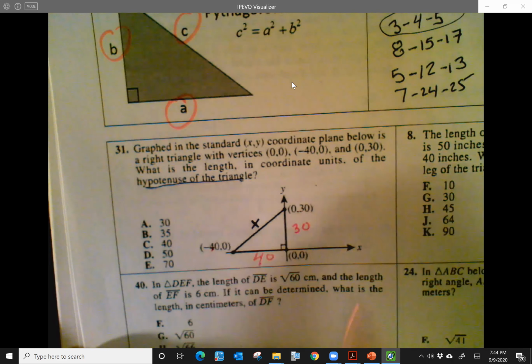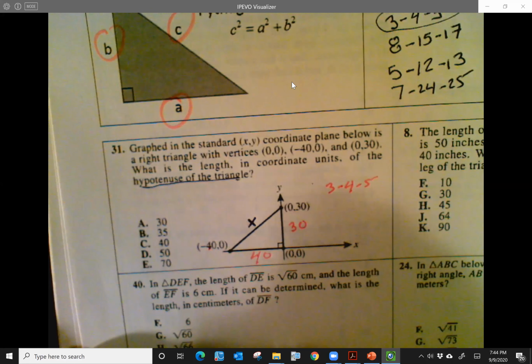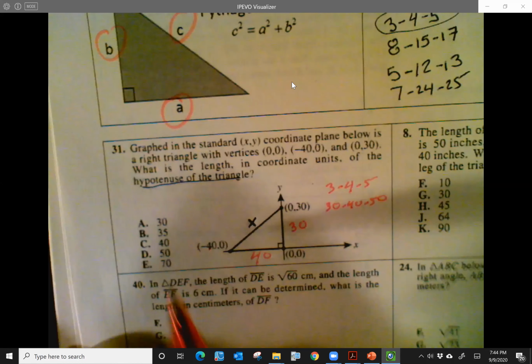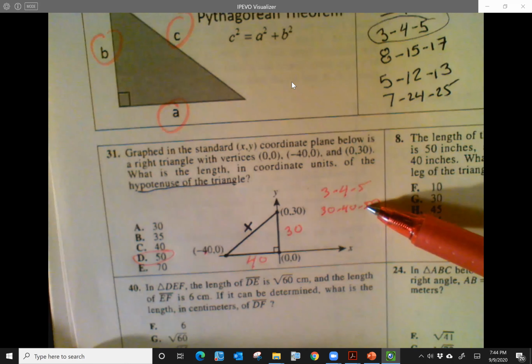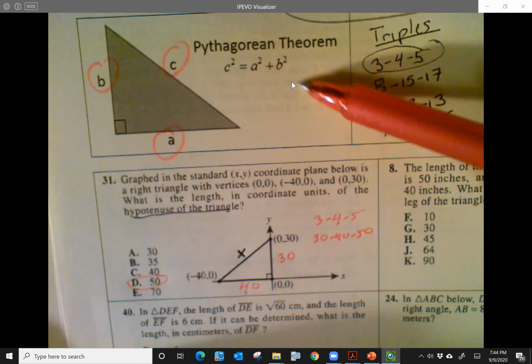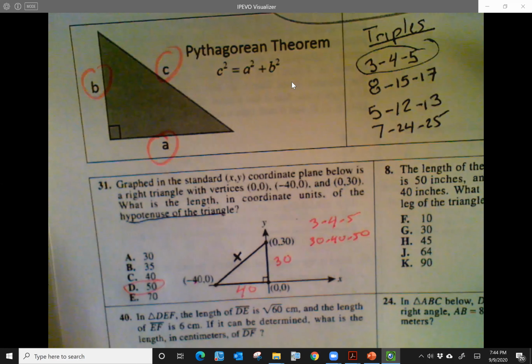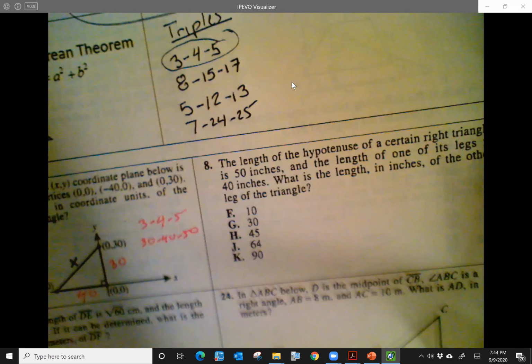Hey, this is that triple. This is that 3, 4, 5 triple. But it's really 30, 40, 50. Now, that's really fast, and it's a lot faster than working out the Pythagorean theorem question, but it works every time, okay? Let's look at the next one next to it, number 8.